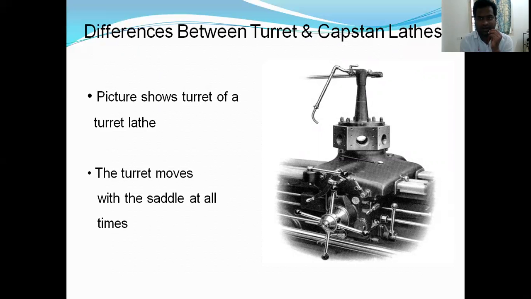So this shows the direct, and the direct moves with the saddle all the time. See the saddle, and here it is direct, it moves from the saddle all times. So this is a very important point.